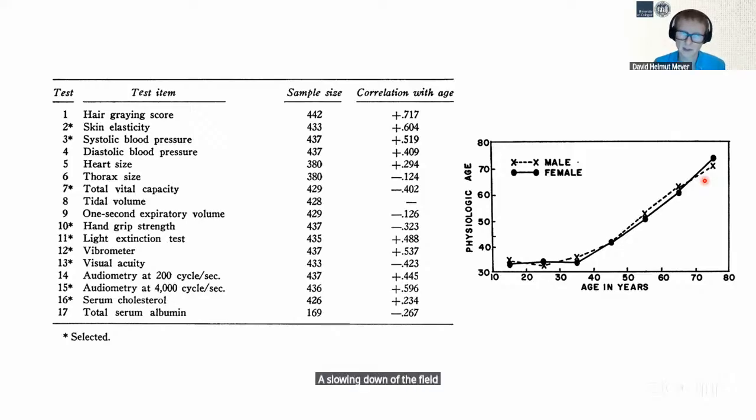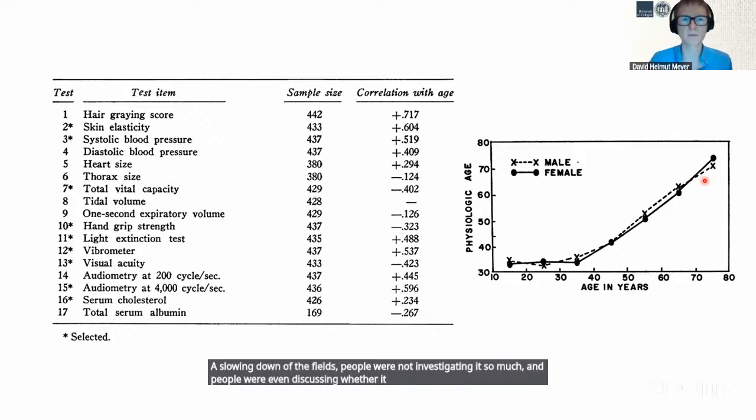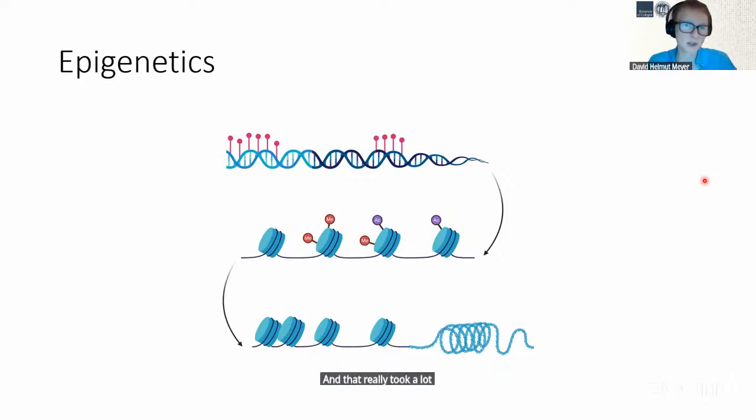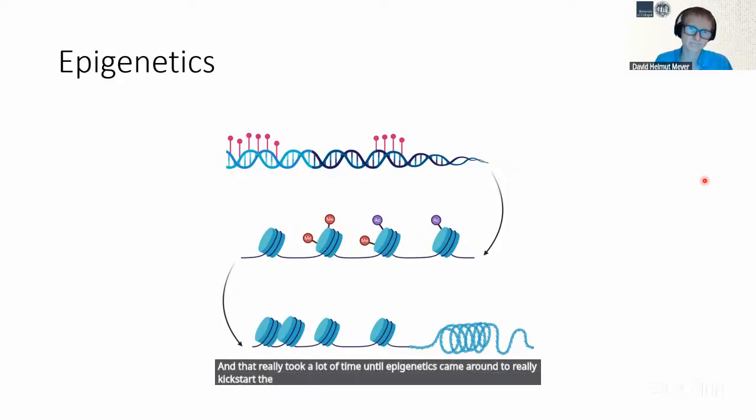People were not investigating it so much, and people were even discussing whether it's even possible to predict the biological age. Maybe it's just not possible, or you would need to do this for every single cell in your body, because maybe there is not just one common biological age. And that then really took a lot of time until epigenetics came around to really kickstart the field again.